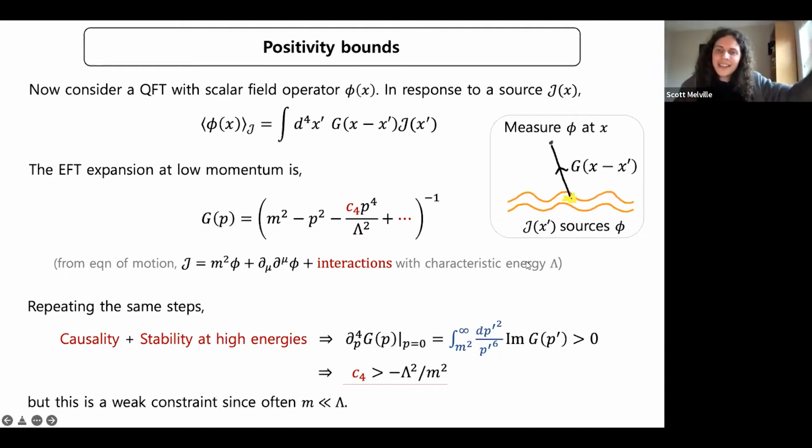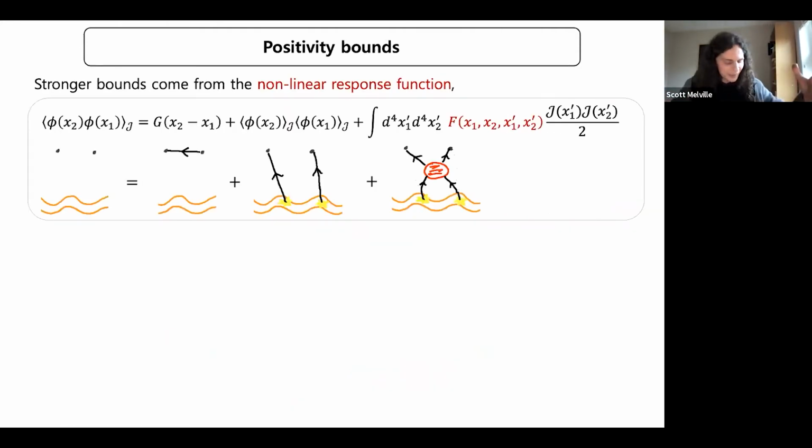But the characteristic energy associated with the interactions will know about the Planck mass. That will be something gravitational in nature. So this ratio will inevitably depend on something like m Planck divided by h. So this bound is just telling you that C4 is greater than minus some huge number, and so it's actually not going to be so useful for dark energy. But what we can do instead is just go to the next order.